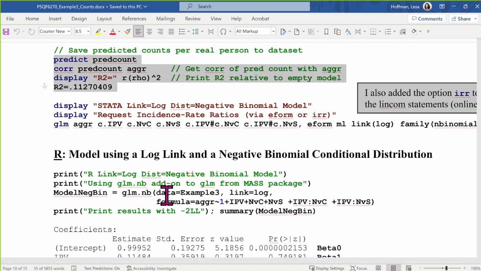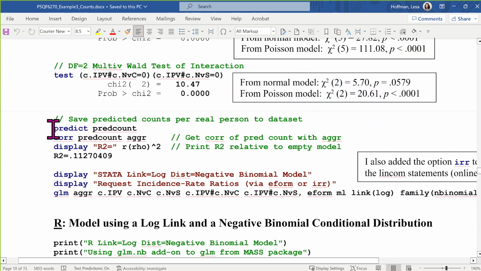So I can do that even though this is a count model and even though I don't have a single estimated variance, because I can compute predicted counts for everybody and correlate them with the real ones. So that's what I did. In Stata, there's a direct way to do this. Predict is an option that allows you to save columns to your data set for predicted outcomes, residuals, confidence intervals, and stuff like that. So I am creating a new column with this command called predcount.